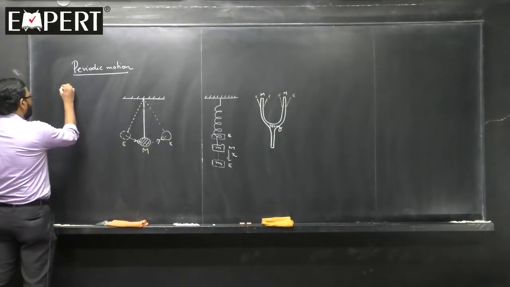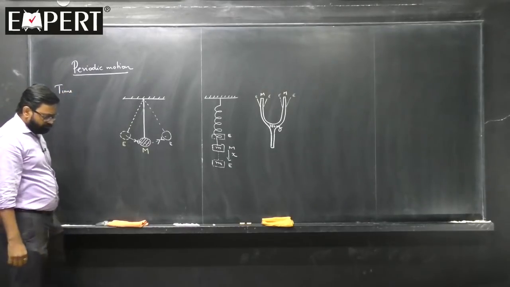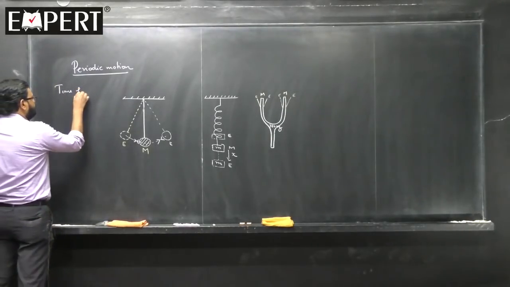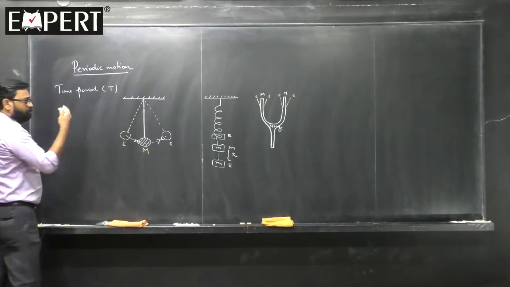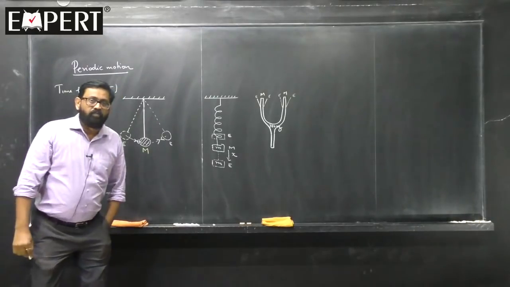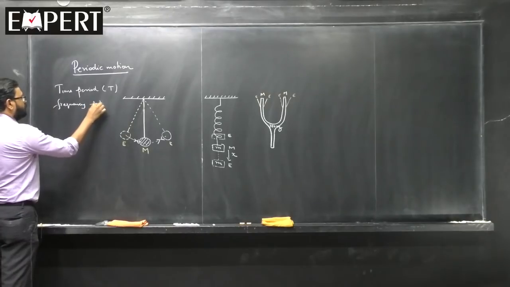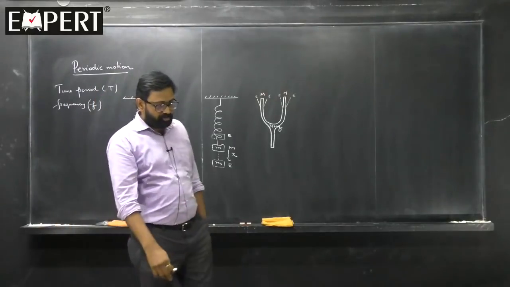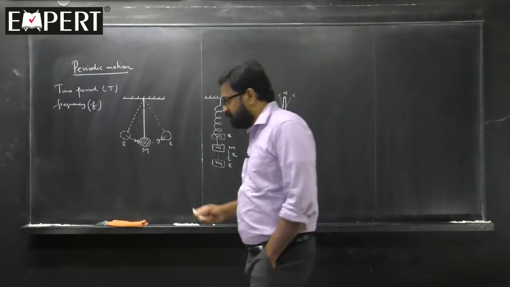With reference to this periodic motion, I can introduce some technical terms. Obviously, it is not new to you. We already came across these words in the earlier discussion. There is something called time period of a periodic motion, which we represent by the symbol capital T, followed by frequency of a periodic motion, which we represent by the symbol F. These two things are not at all new to you, because you already came across these two terms in circular motion. We defined a time period of circular motion and a frequency of circular motion, correct?